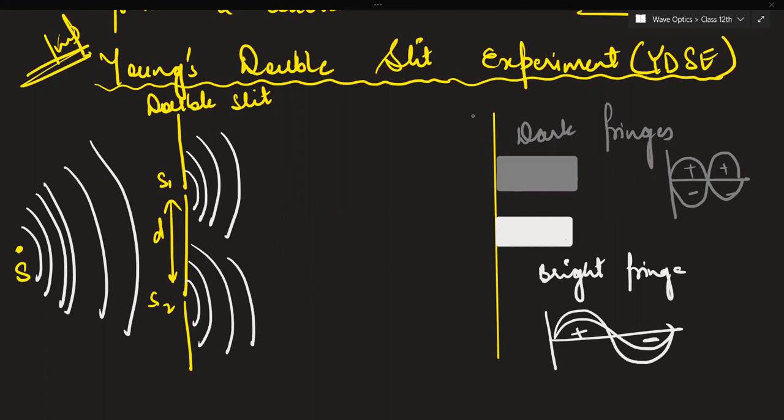Got it? So coherent sources are there, definitely. But the superposition of waves does not depend upon what you have. The final formation of waves is because of the wave properties, phenomena of waves. That's why we are studying wave optics. This is the reason. Got it, Sana?